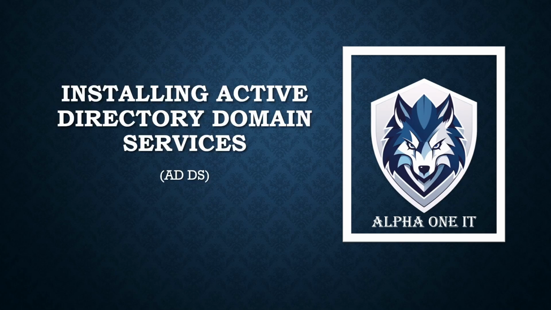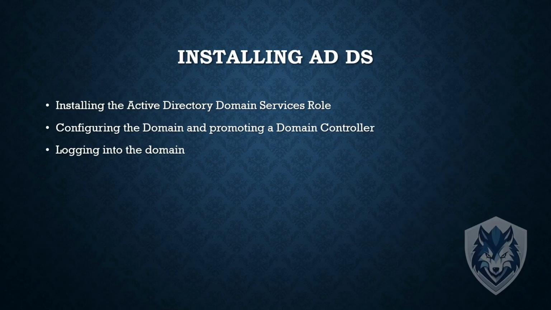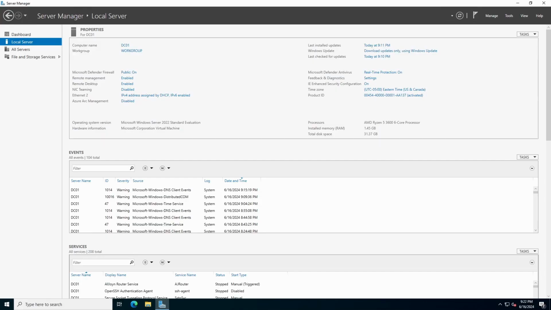In this video, we're going to be installing the Active Directory Domain Services, better known as ADDS, on our Windows Server 2022 virtual machine. In doing so, we're going to be installing the Active Directory Domain Services role, configuring the domain, and then promoting a domain controller within the domain, and then we're actually going to log into the domain, basically just using our domain controller for that. So with that, let's jump into our virtual machine.